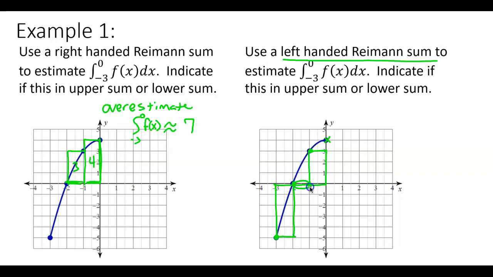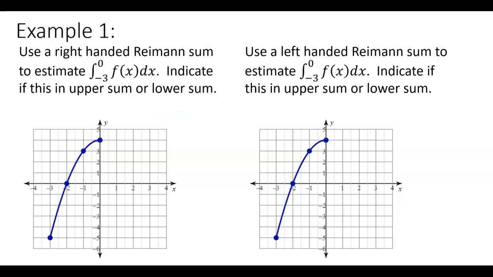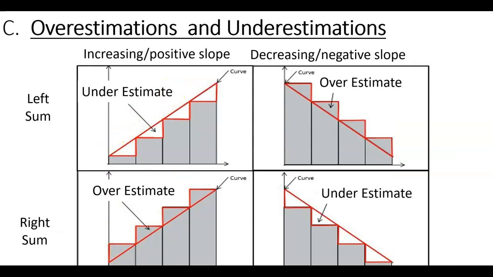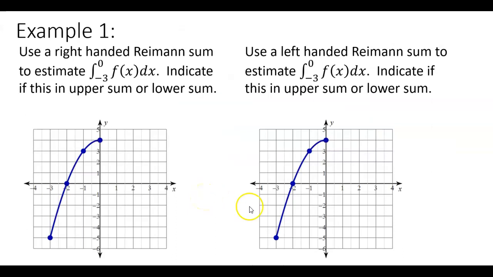So once again, we have one rectangle that's flat because it's right on the x-axis, but I do have one over here and one over here. Now, is this an overestimate or an underestimate? Well, once again, let's go back to our chart. It's still an increasing function, but this time we're dealing with a left-handed sum. When you have a left-handed sum in an increasing function, it's an underestimate. So we're dealing with an underestimate here of the area under the curve.